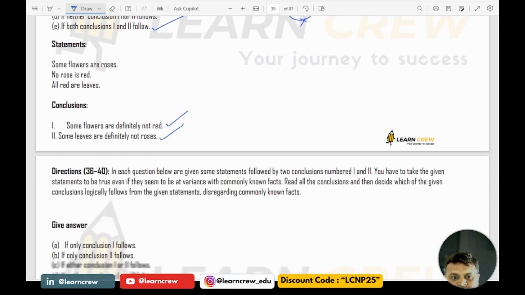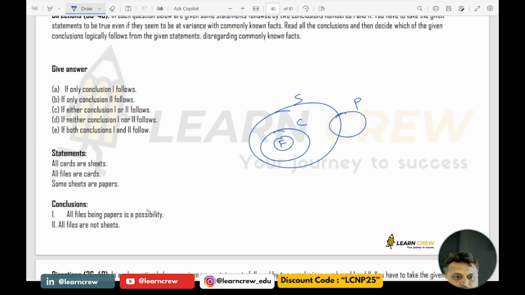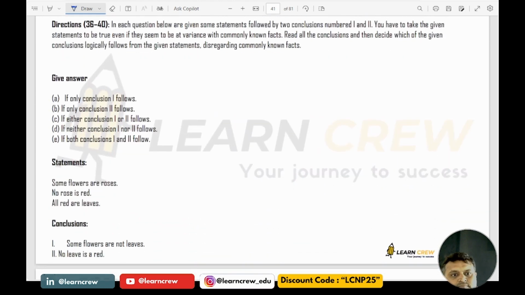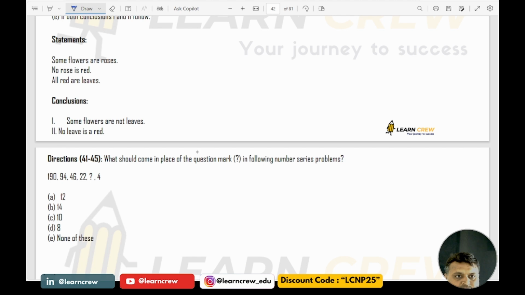Next one, 39. All files are cards. All cards are sheets. Some sheets are papers. All files being papers is a possibility, right? All files are not sheets, wrong. Next. Some flowers are roses.